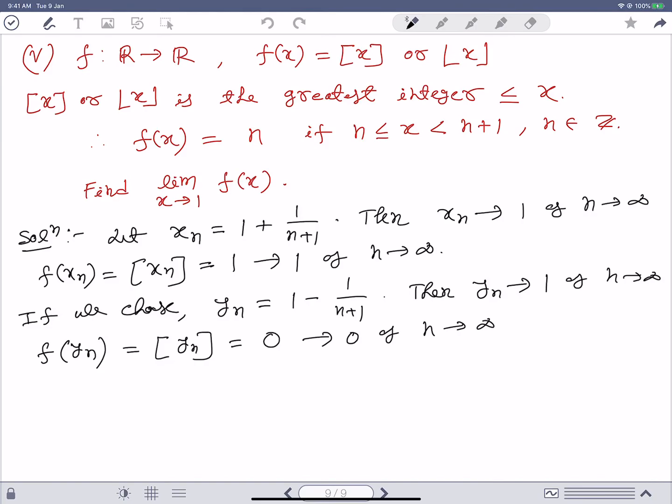Therefore we have two sequences xn and yn, both of them converge to 1, but f(xn) converges to 1 and f(yn) converges to 0. Therefore the limit as x tending to 1 of f(x) does not exist. Now note that here, if we choose any sequence xn which is bigger than 1 but converges to 1, then f(xn) converges to 1, so f(xn) has a limit. And if we choose any yn less than 1 with yn converging to 1, then f(yn) also has a limit. But if we have the combination of both of them, then the sequence does not have a limit.